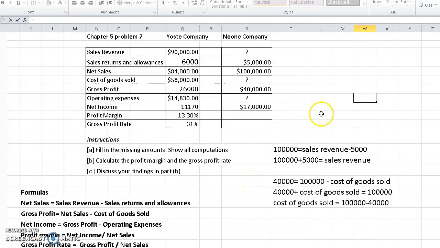Okay, I'm back. Alright, the next part we're going to figure out is the sales revenue. So here it is. We've got 100,000, which is our net sales, equals sales revenue, which we don't know, minus 5,000. All we got to do is move the 5,000 over here, and that will equal our sales revenue. So again, using our Excel as a calculator.